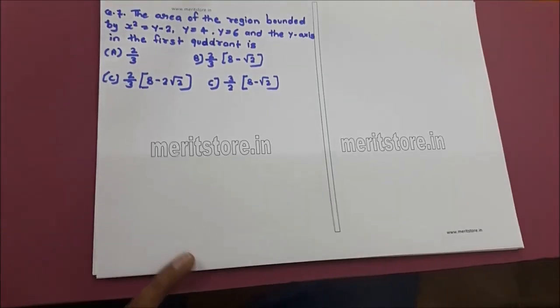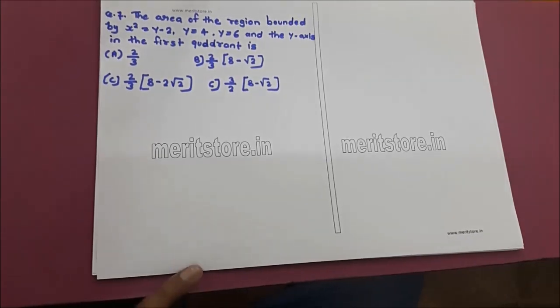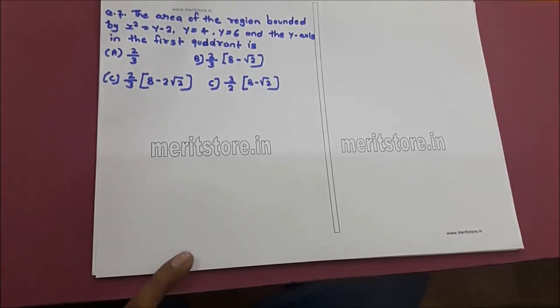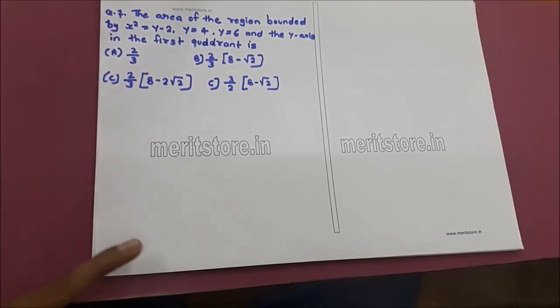Question 7. The area of the region bounded by x square is equal to y minus 2, y is equal to 4, y is equal to 6, and the y-axis in the first quadrant is. There are 4 options: A 2 by 3, B 2 by 3 bracket 8 minus root 2, C 2 by 3 bracket 8 minus 2 into root 2, D 3 by 2 bracket 8 minus root 2.